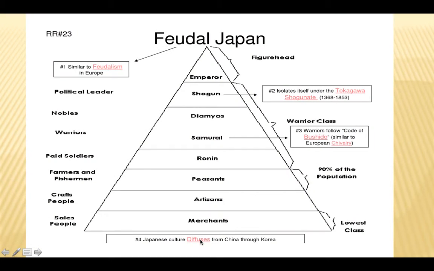So here is our feudalist view. We have the emperor at the top all the way down to the merchants. The people from the peasants down to the merchants make up most of the Japanese population. But then we see the smallest group with the most power would be the emperor at the top.